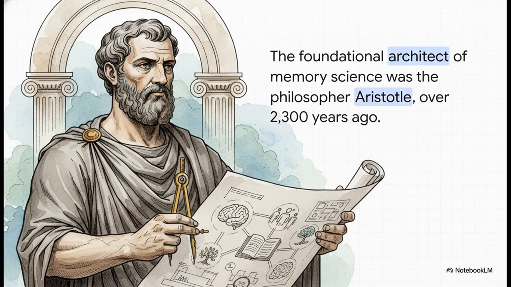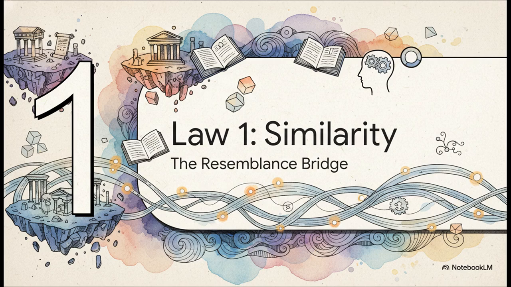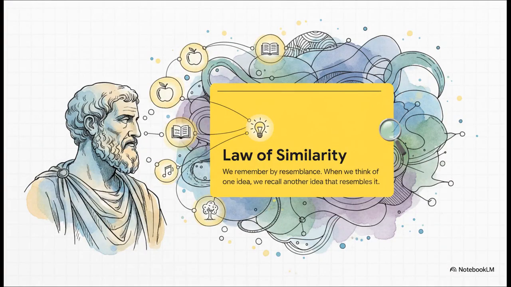So let's break down his 3 laws because they are still unbelievably relevant. All right, first up, we have what he called the law of similarity. I like to think of it as building a similarity bridge. This was Aristotle's first big insight into how memory works. Our minds connect things that resemble each other. What Aristotle noticed was actually pretty simple, but it's also profound. Our brains just don't store information in little isolated boxes. Nope. When you learn something new, your brain immediately starts rummaging around, looking for anything it already knows that's kind of like it. That resemblance, that similarity, that's the glue for memory.